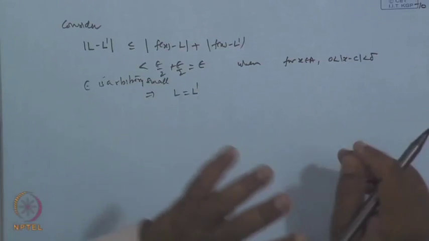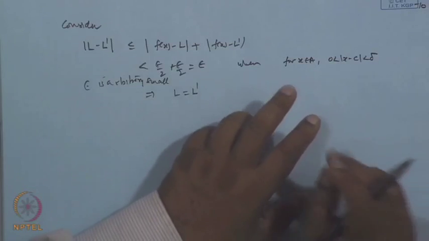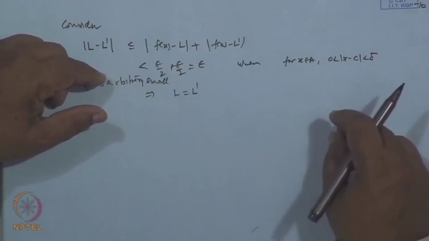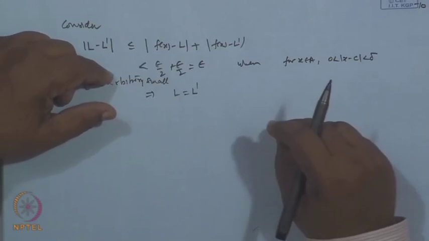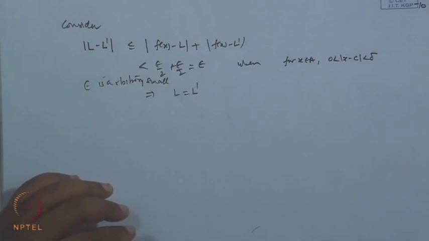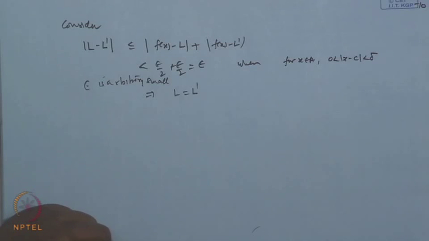So, if the functional value f x when x tends to c has two different limits along two different paths approaching c, then the function will not have a limit at that point. In such a case we say the function diverges at x equal to c. Okay?